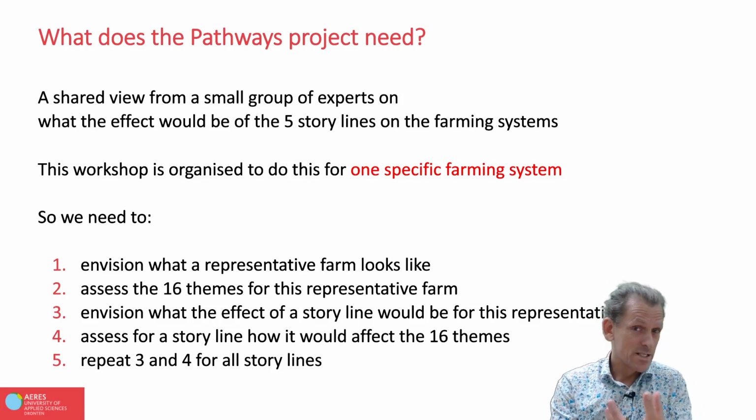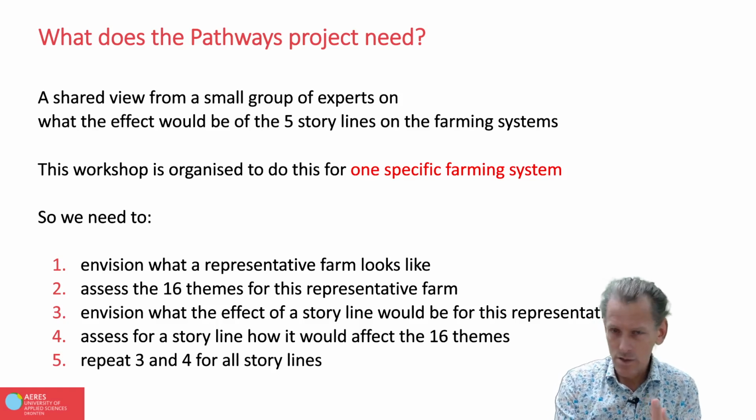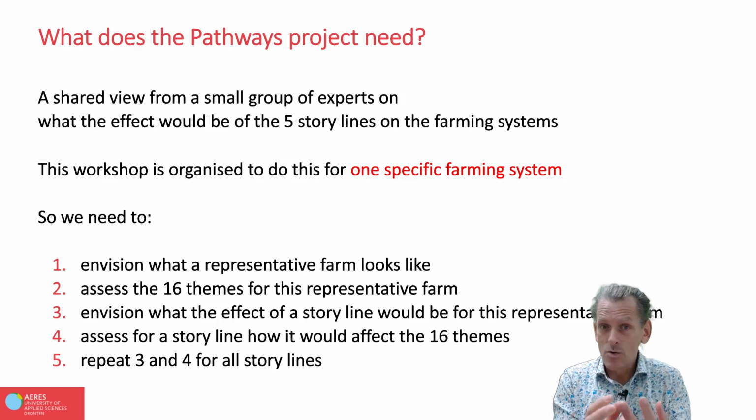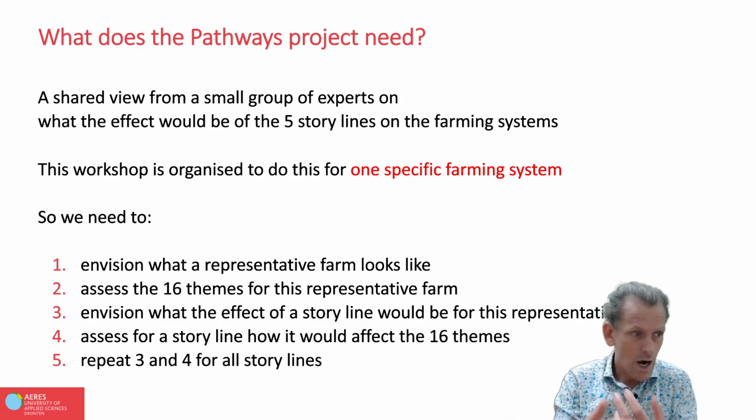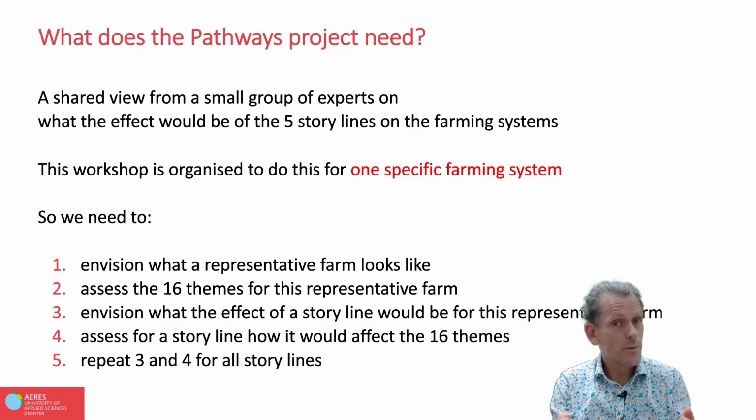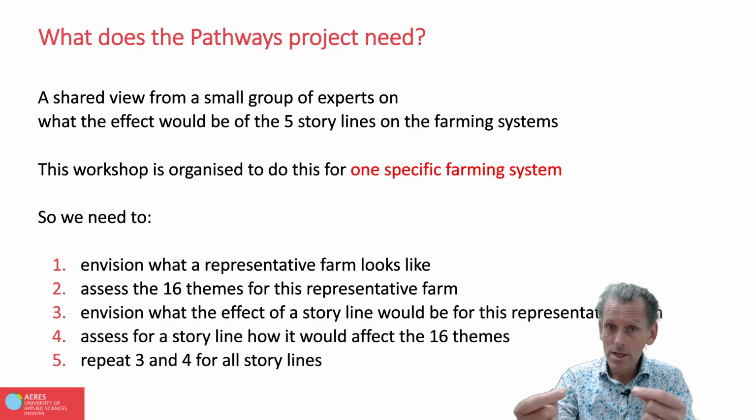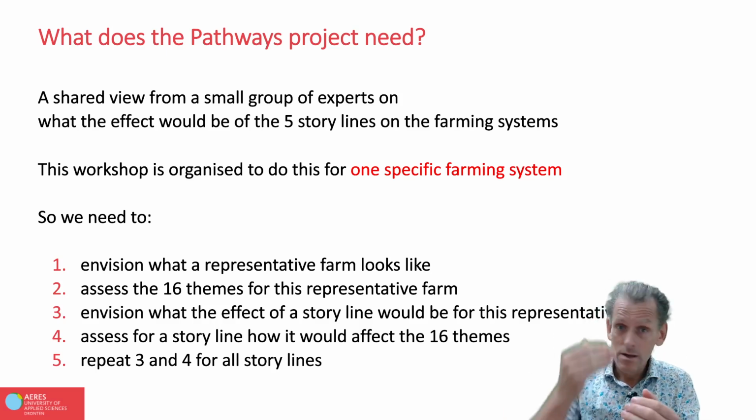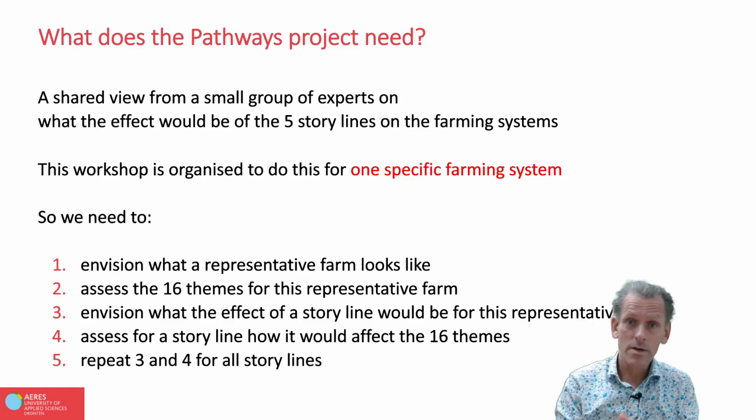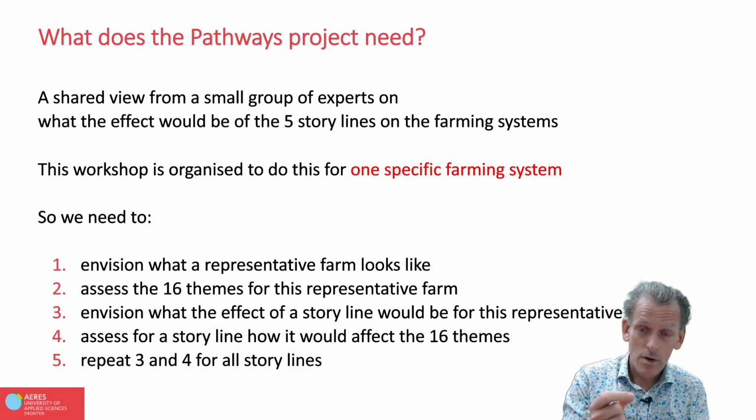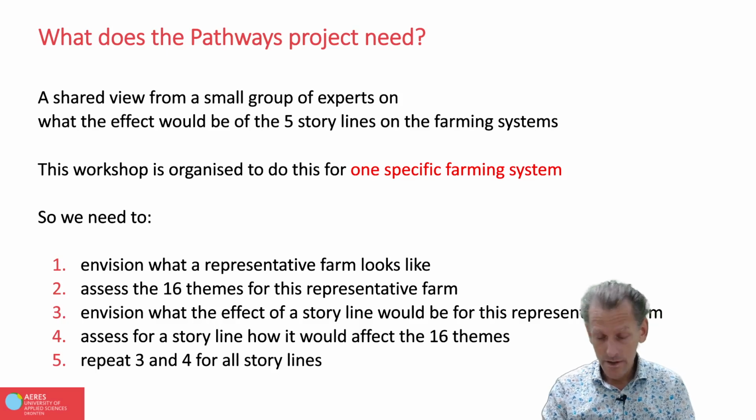At the third phase, we need to envision, okay, so there is a storyline described. What would it look like when this storyline really develops over time? How does it affect your representative farm? And then we need to assess how this then would translate into these 16 themes. Would they improve, stay the same, or even decrease? And then we just need to repeat 3 and 4 until we've done all 5 storylines.